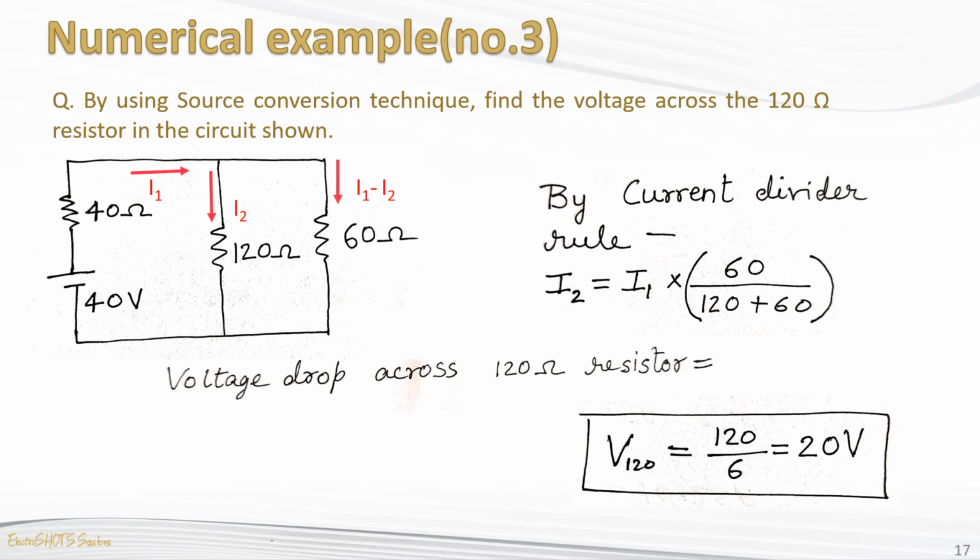So if the main supply current value is now known, and we know the resistances of the two parallel paths which are carrying some part of the main current, we can tell how much current is passing through which branch. So I2 can be found out. By multiplying the resistance value with this current, we can get the voltage drop across the 120 ohm resistor, which comes to be 20 volt.